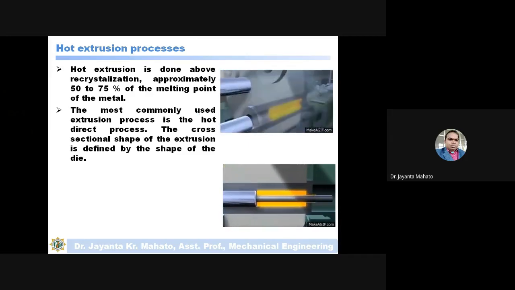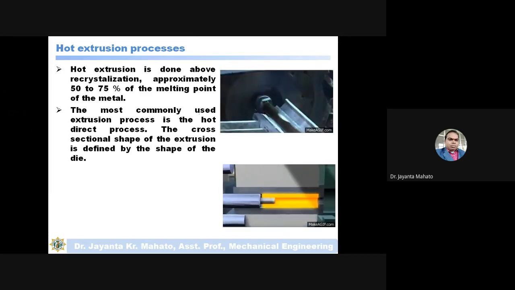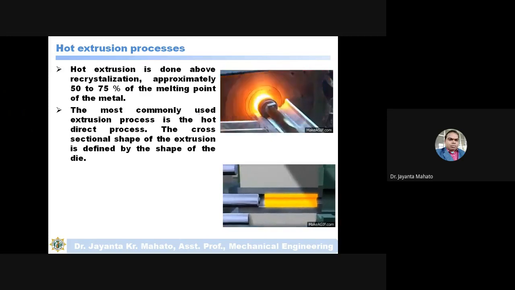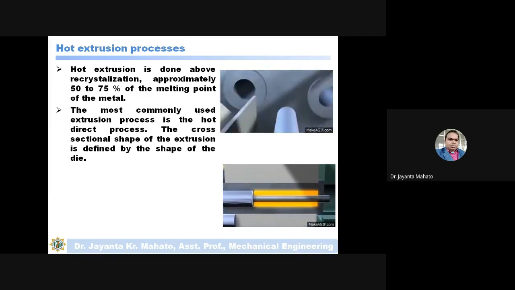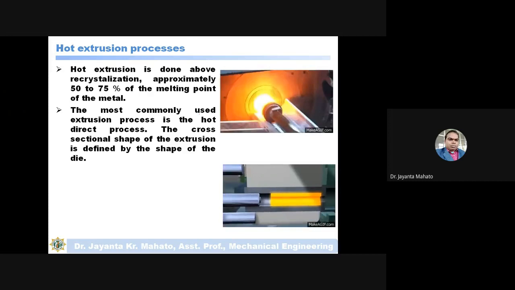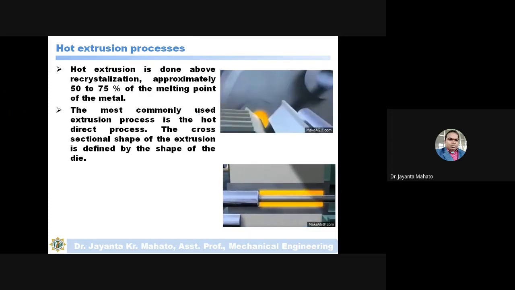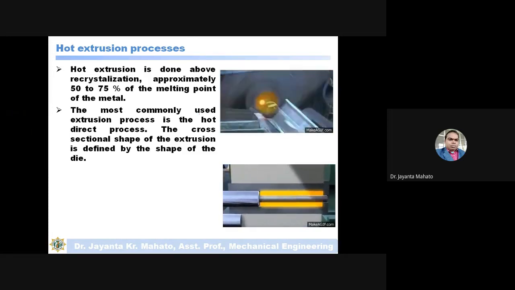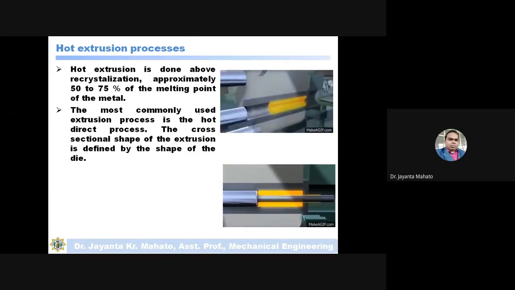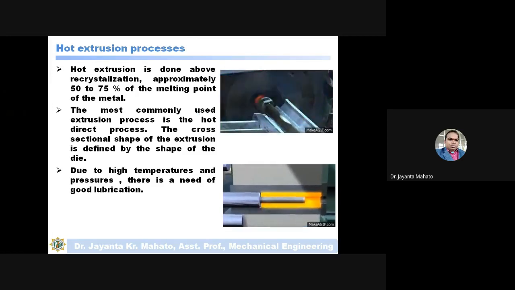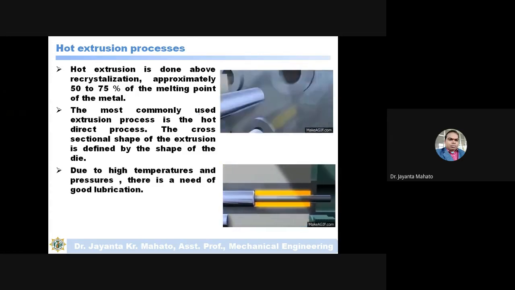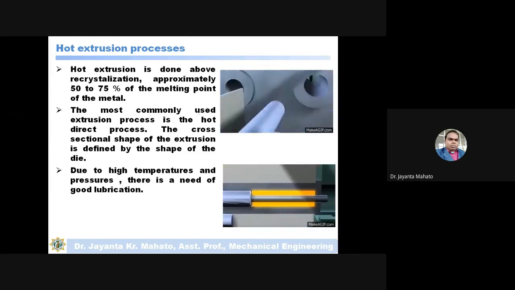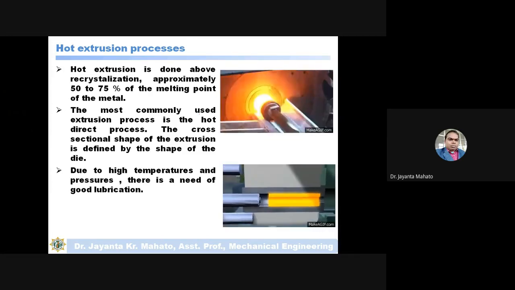Means all the extrusion processes are actually carried out in a hot condition, above the recrystallization temperature, because due to the hot condition of the material, the flowability of the material will be easier. So that's why it is carried out in a hot condition. And due to high temperature and pressure, there is a need of good lubrication.